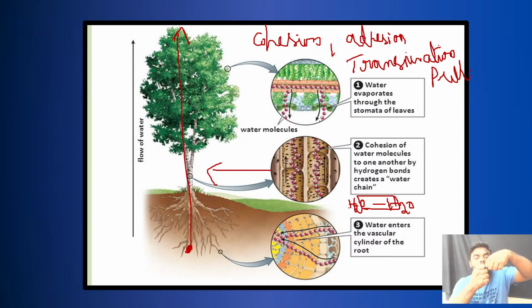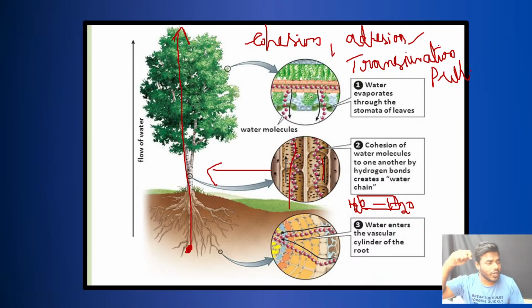Like that, all the water molecules can make one chain, right? Then friends, how does the water molecule attach to the xylem? The water molecules attach to the wall of the xylem by the process of adhesion. One is cohesion, another one is adhesion. And friends, this is the most important one you have to remember for the exam.